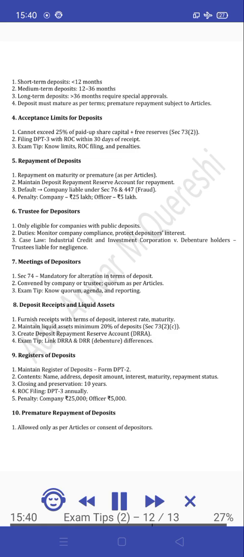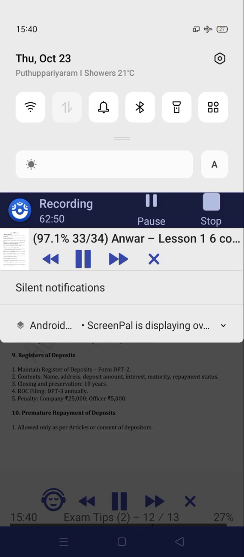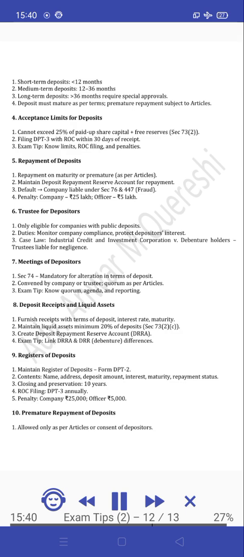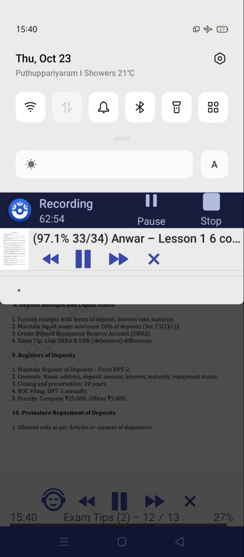9. Registers of deposits. 1. Maintain register of deposits. Form DPT 2. 2. Contents. Name, address, deposit amount, interest, maturity, repayment status. 3. Closing and preservation. 10 years. 4. ROC filing. DPT 3 annually. 5. Penalty. Company 25,000 rupees. Officer 5,000 rupees.